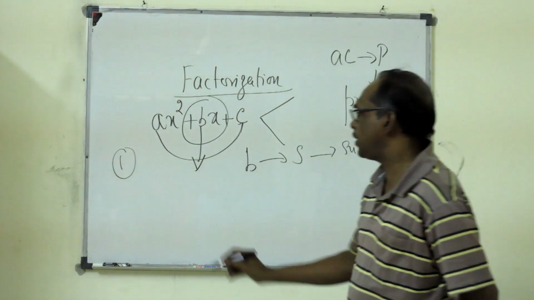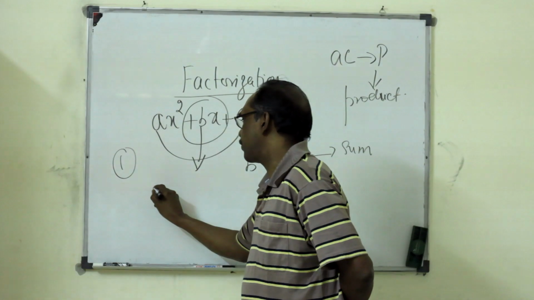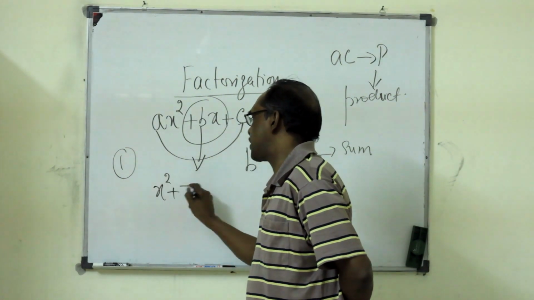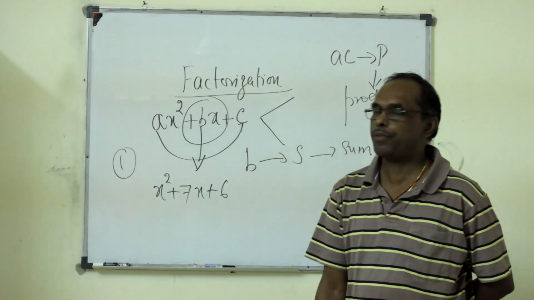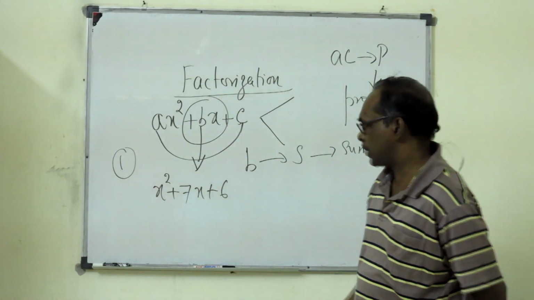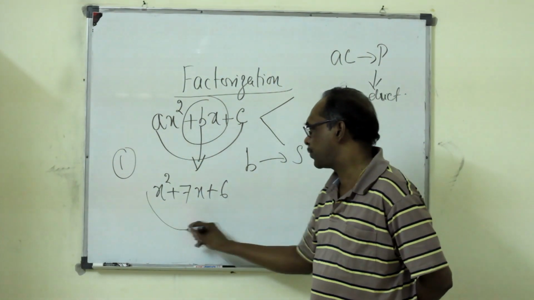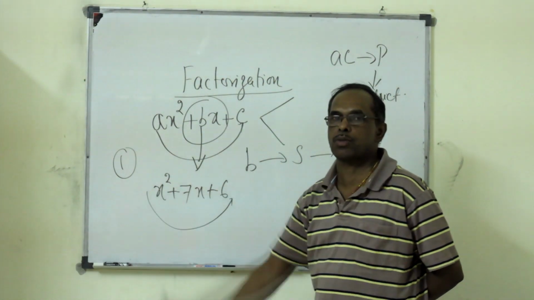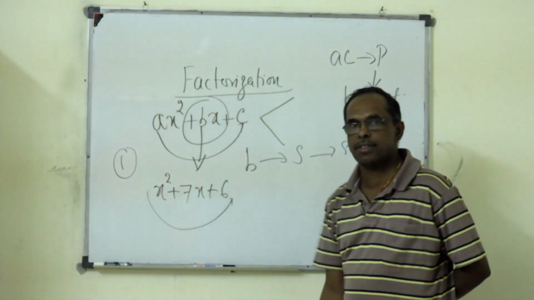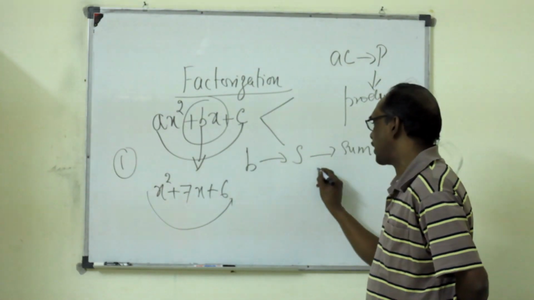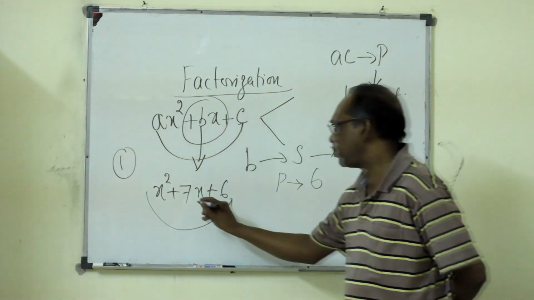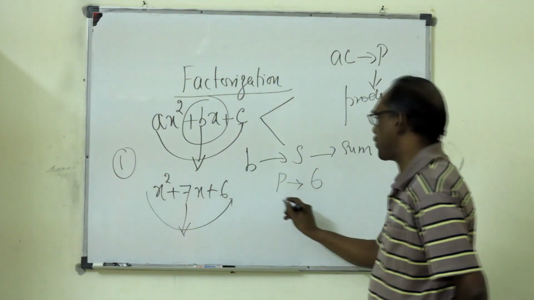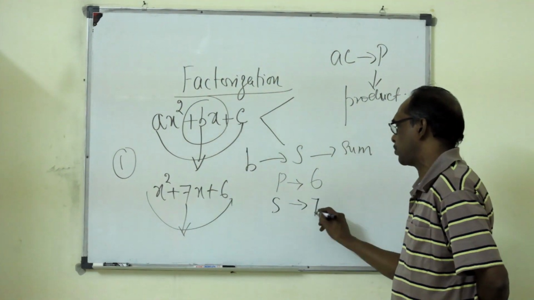Now I take an example, x square plus 7x plus 6. How are you going to factorize this one? First, you find the product of these two numbers. Coefficient of x square is 1, constant term is 6. That you take as the product, that is P. Sum, that is 7, coefficient of x, that is S is equal to 7.